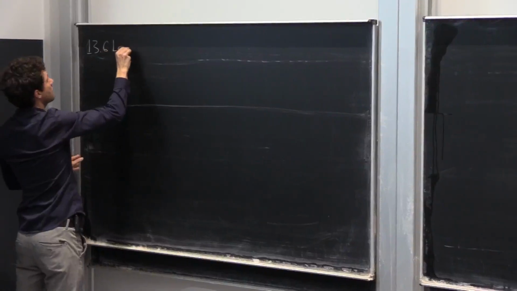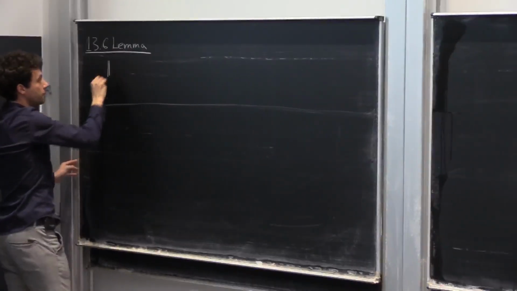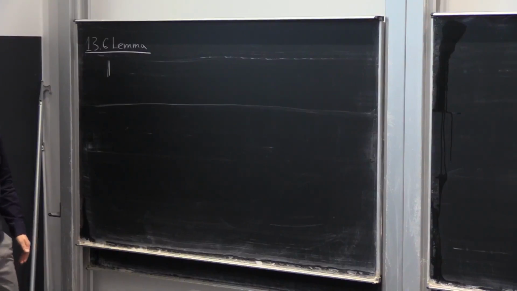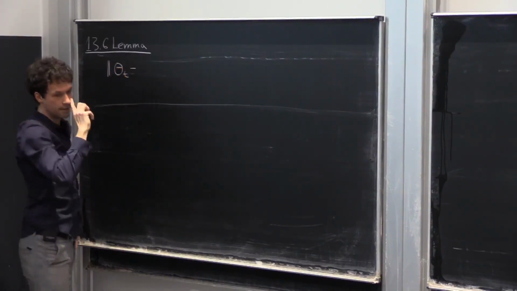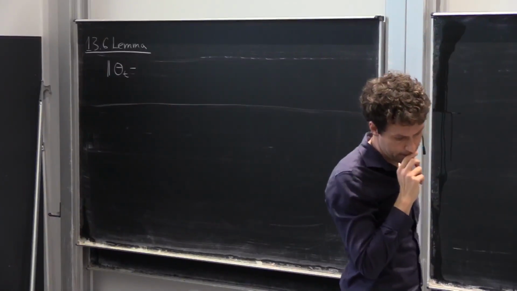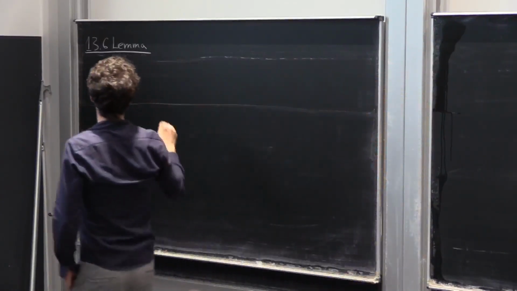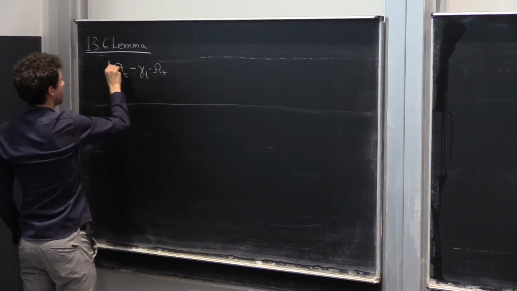Lemma 13.6 is the first approximation result, just the first result ever in this course that compares theta of t with gamma t AT. Okay, yeah, I want to write it like this. So it's gamma t AT applied to f.